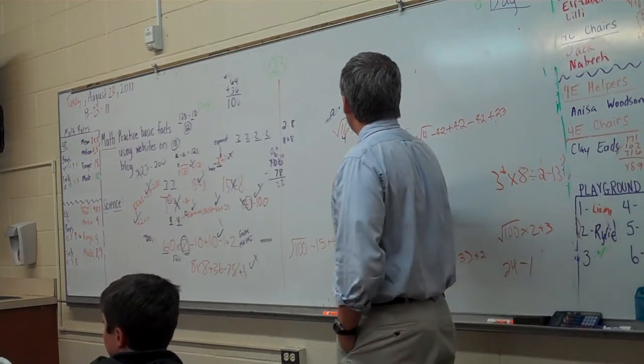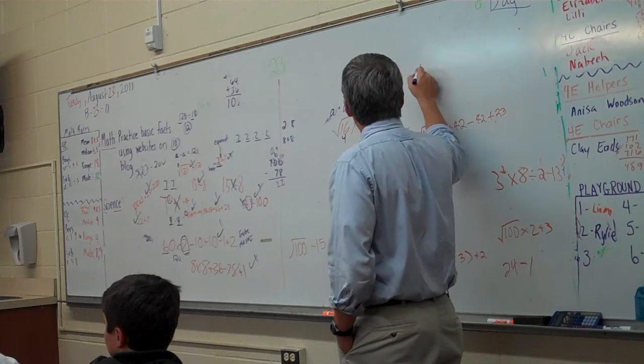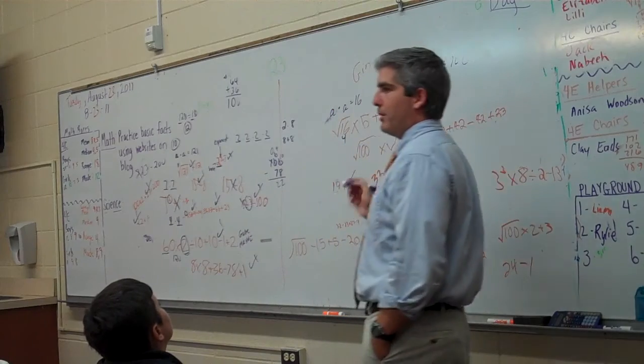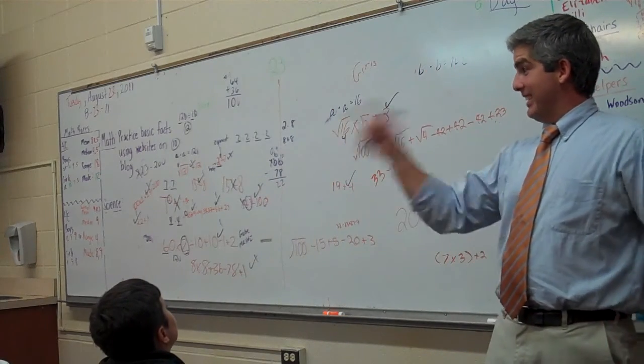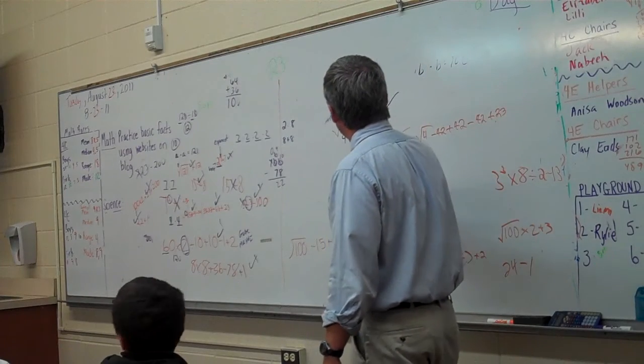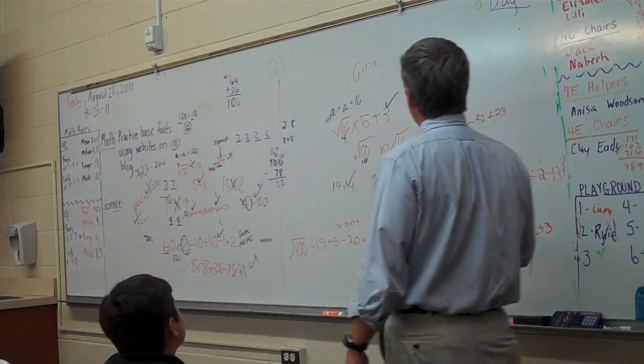Alright, so we have a number, B, we'll call it, times itself equals 100. What number times itself equals 100? 10. Yes, Gabriel, nice work. So 10 times 10 equals 100. So that is the square root of 100.